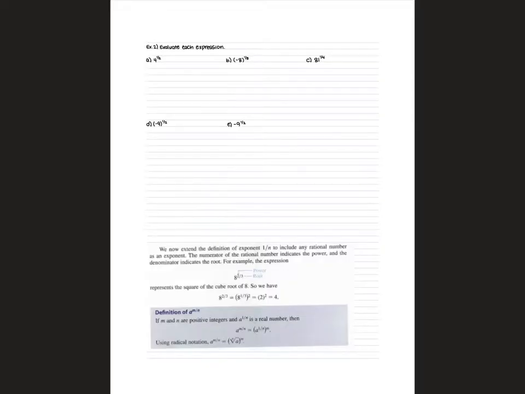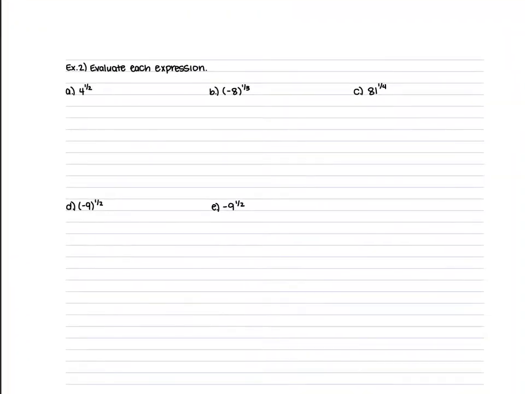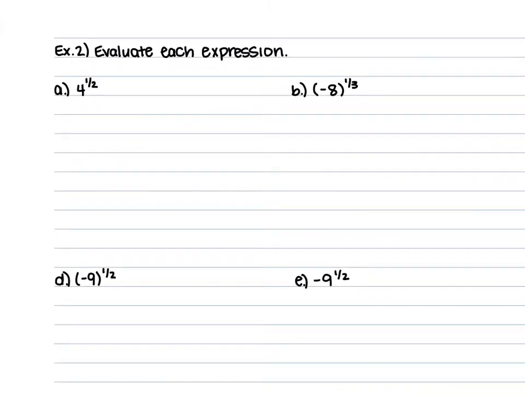The next part of your lesson just goes over evaluating each of these expressions. So we're going to turn the exponential expression into radical form and then simplify from there. For example, 2a, we have 4 to the power of 1/2. The 1 is going to stay the power, and the 2 is your index. So we're taking the square root of 4, which is just 2.